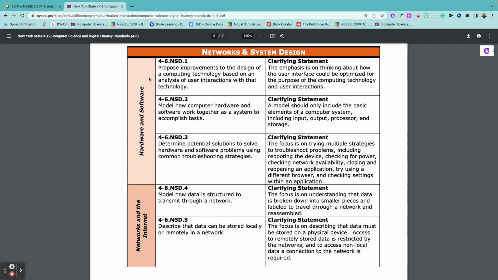And then finally, the students will need to describe that data can be stored locally or remotely in a network. So here we're going to think about where we're storing information and how we're going to access that information when we need it, and think about when we need local data or we need a network like a Wi-Fi system to make that work. So again, this is a very small area of the standards, but it really gives your students a foundation on information technology and how technologies work.